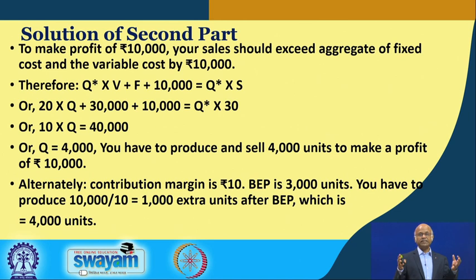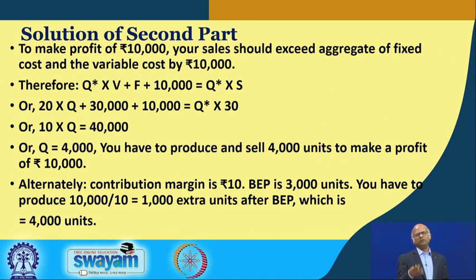As I said, sales is the only thing out of which you have to meet all the expenses and make some profit. So, Q into V is the variable cost, plus F is the fixed cost, plus the profit. All these are to be met out of sales, and Q into S is the sales. Now, solving that with the given data, you have to produce 4000 units to make a profit of 10,000.